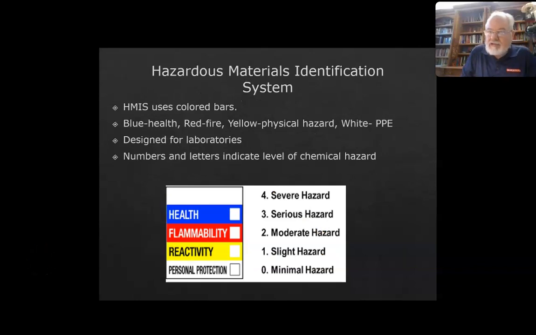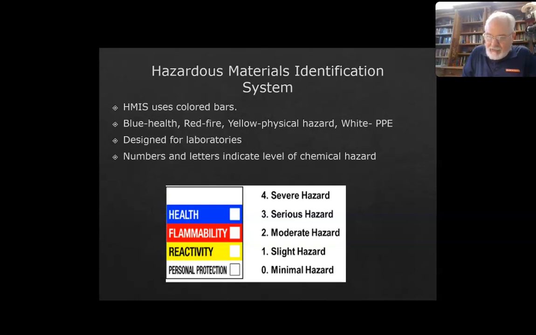The Hazardous Materials Identification System, HMIS, is very similar to NFPA 704. Major chemical manufacturers often use this system on bottled reagents, and it's designed more for laboratories. It uses colored bars, blue for health, red for fire, yellow for physical hazard, and white for personal protection. It uses numbers and letters to indicate level of chemical hazard. Letters identify the equipment necessary for protection.